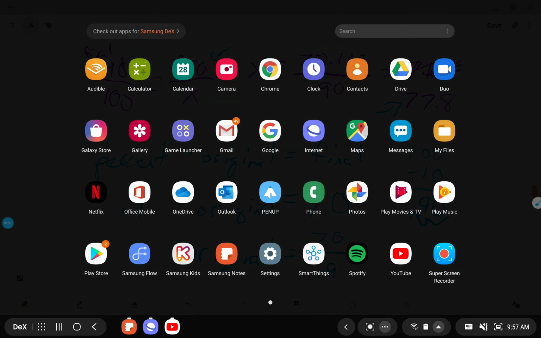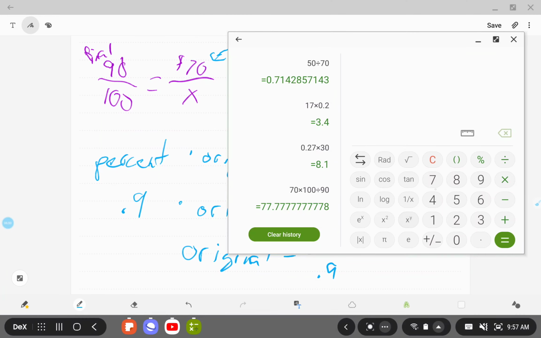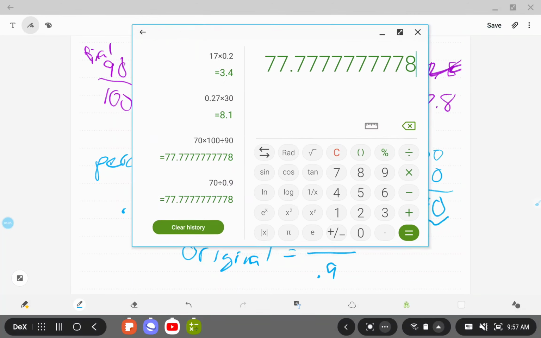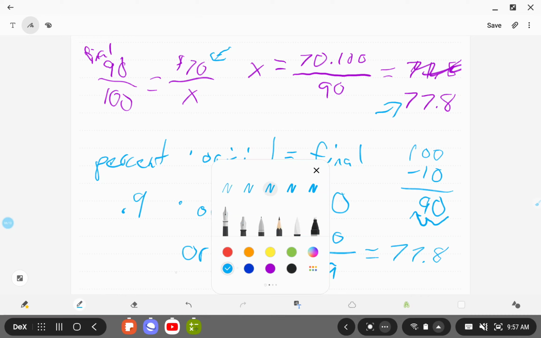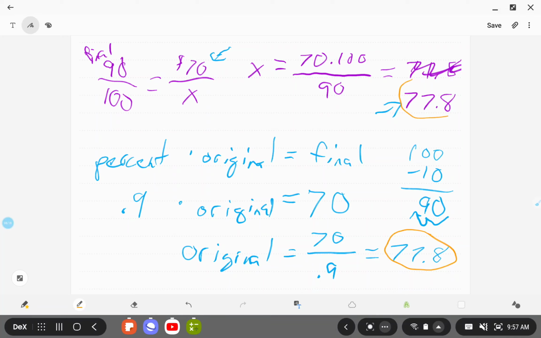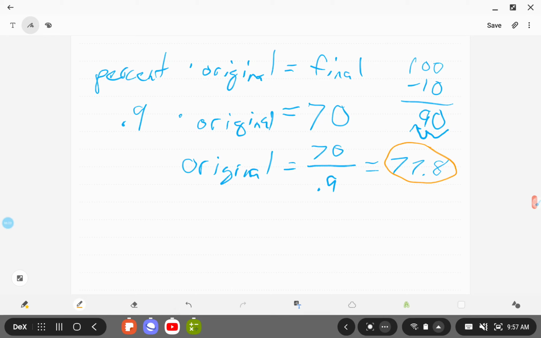So 70 divided by 0.9 gives us, look at that, 77.777, the same answer we had before. So the original is 77.8 approximately. Same answer as when I did it the other way. So this way of using constant proportionality, using the equation form instead of the butterfly method, gives you the same answers. It just looks a little different, right? So once again, you can use whatever form you want to use.